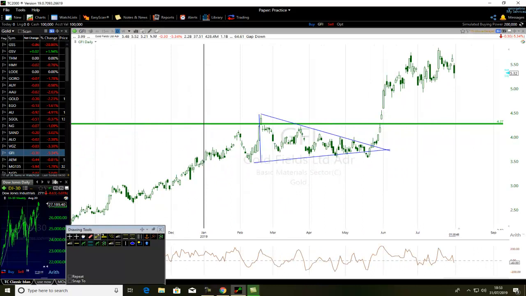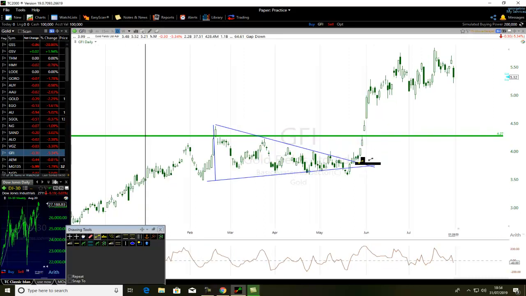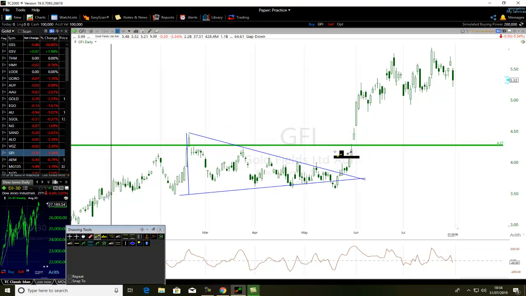Look what it did here. Just before the media line, it breaks above the triangle nicely on a daily chart, and then retests it with two candles back in. And then after that, it just ran. It touched it. Look at this daily chart.